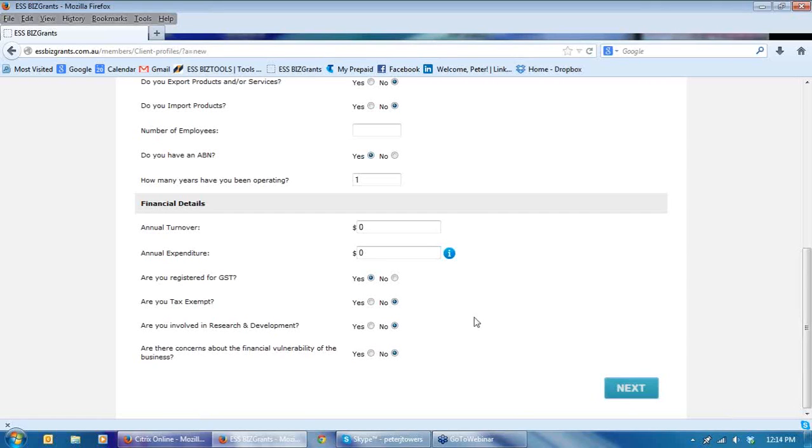And if there's concerns about the financial vulnerability, if you answer yes to that, you won't be shown grants because that's the reaction of the government department. But you wouldn't answer yes to that for the business being a bit concerned about its debtors' days outstanding, for argument's sake. It's really a question that most of the government grants now ask, but they're only really concerned if the liquidators are about to be appointed.